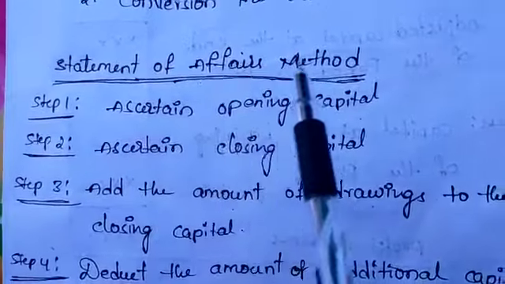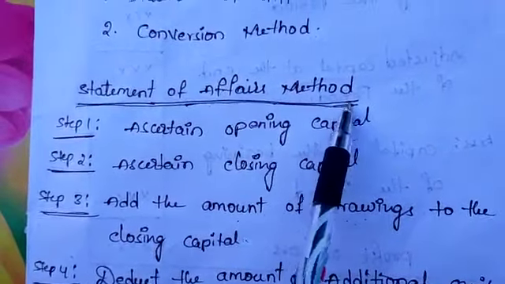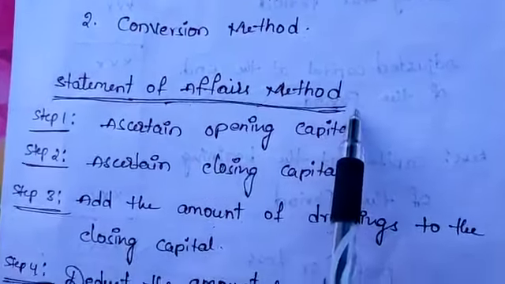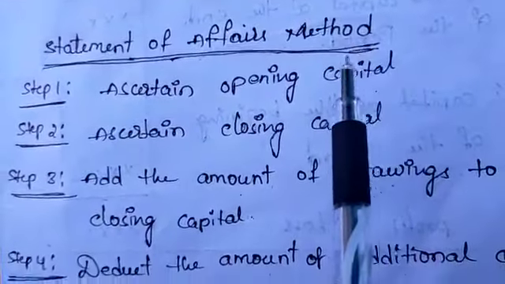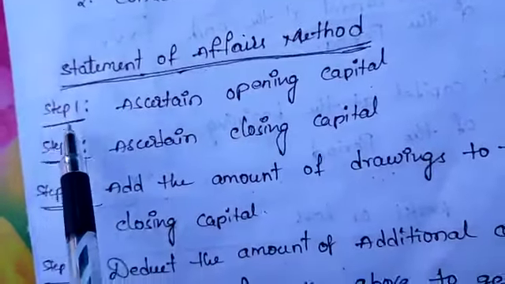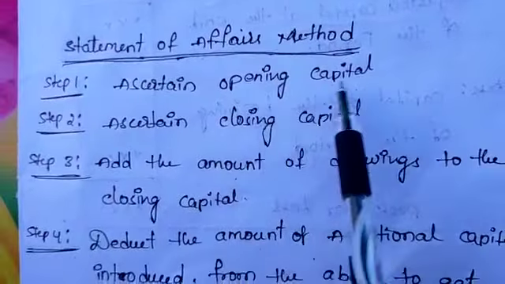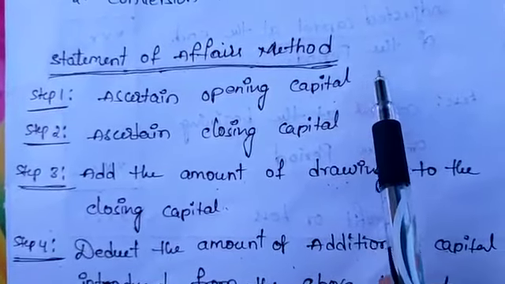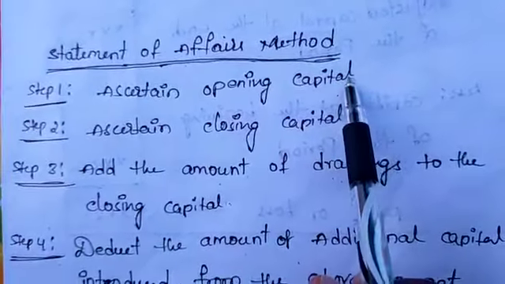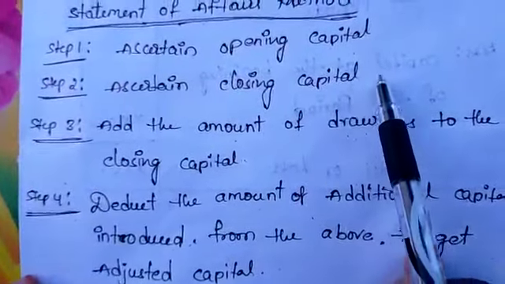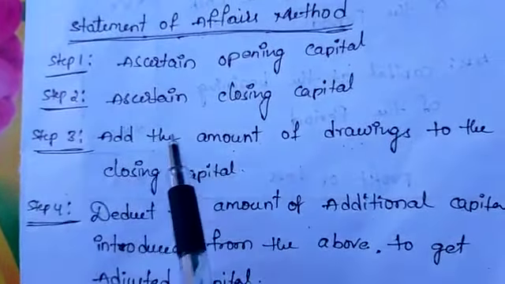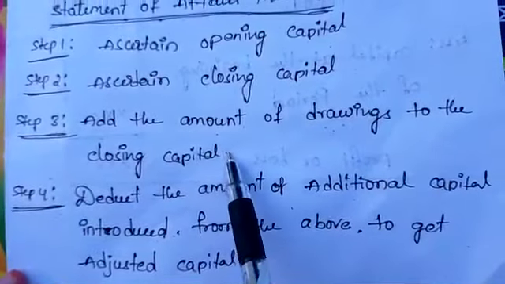First, the statement of affairs method. In order to calculate profit or loss according to this method, we need to follow certain steps. Step 1, ascertain opening capital. Opening capital means the balance sheet opening balance. Step 2, ascertain closing capital. Step 3, add the amount of drawings to the closing capital.